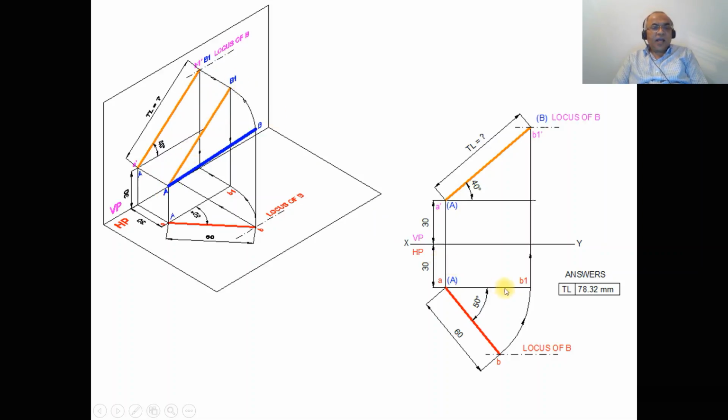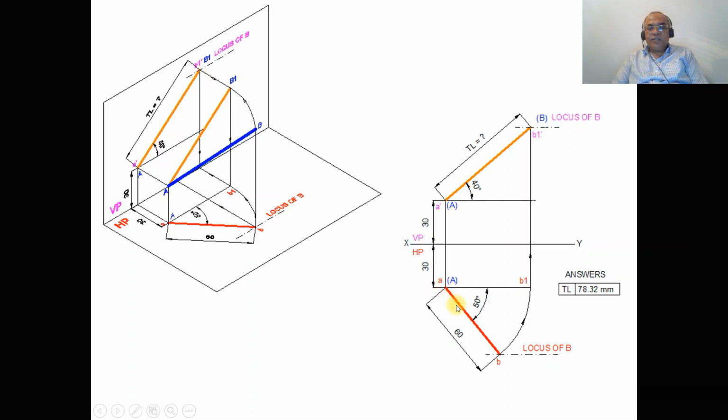Once you get this, as we look from the front view, the image is going to be projected here. So you are going to get the locus of B in the front view. So this is the true inclination line. So this is how you will be able to analyze it in 3D here.